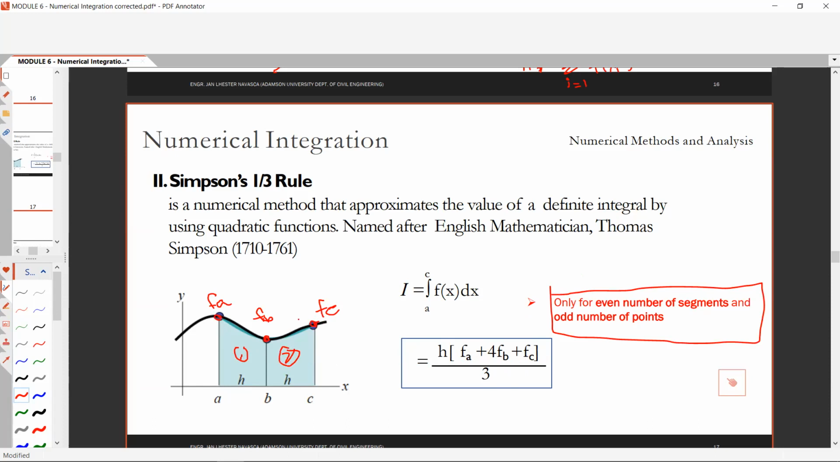So 1, 2, 3. Okay, hindi gagana tong equation na to if yung ang kinonsider mo lang is one segment lang, 'di ba? Kasi by default kailangan niya ng 3 points. Okay, 3 points. Okay?